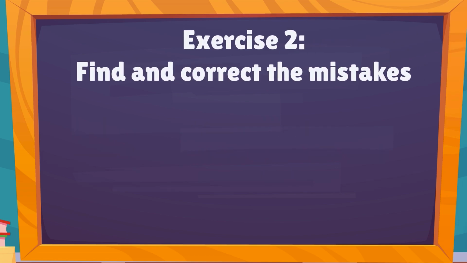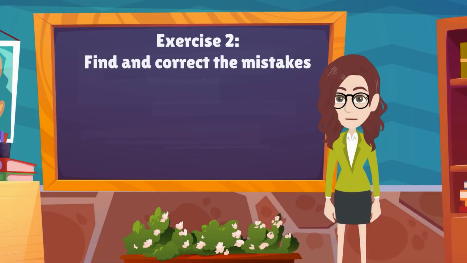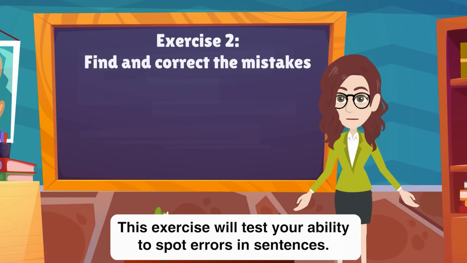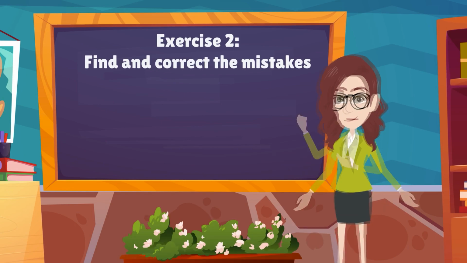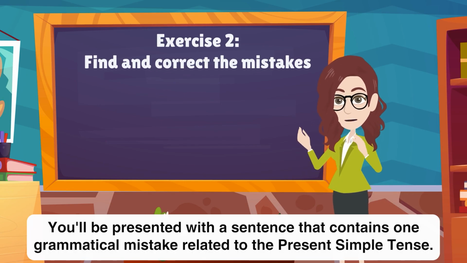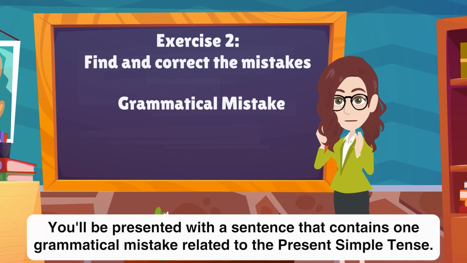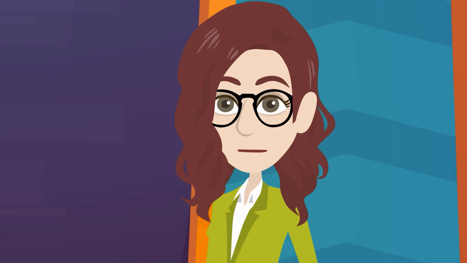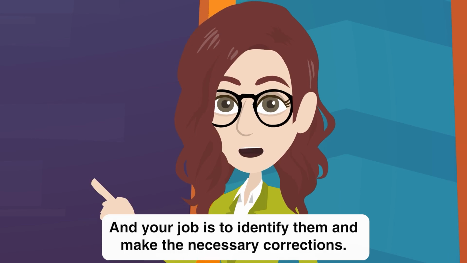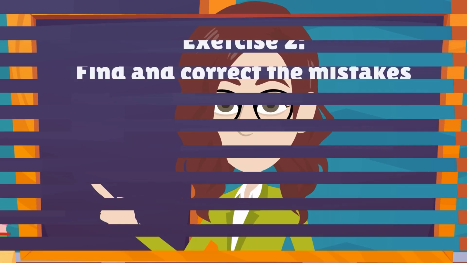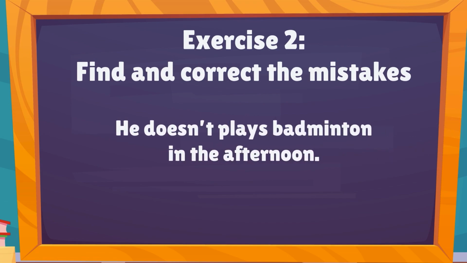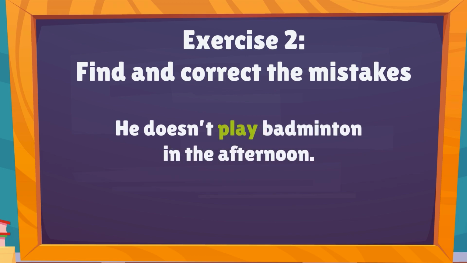Exercise 2, find and correct the mistakes. This exercise will test your ability to spot errors in sentences. You'll be presented with a sentence that contains one grammatical mistake related to the present simple tense. And your job is to identify them and make the necessary corrections. For example, he doesn't plays badminton in the afternoon. The incorrect word is plays. The answer is, he doesn't play badminton in the afternoon.